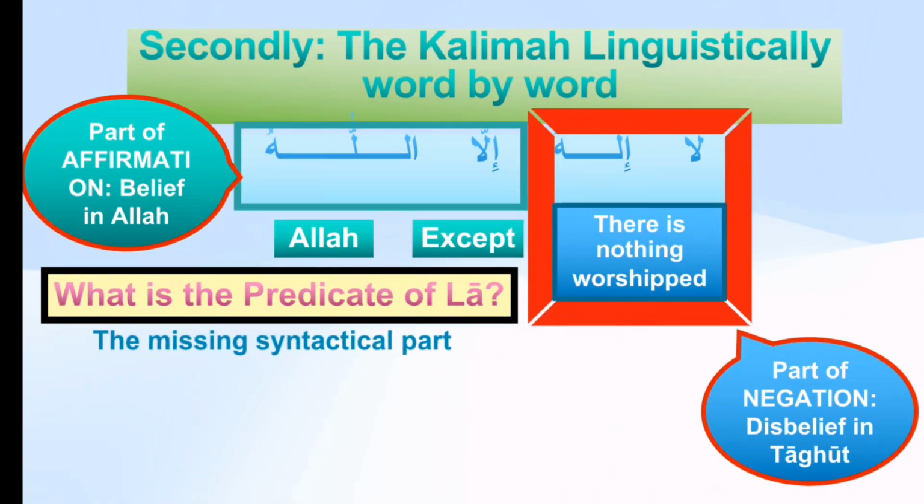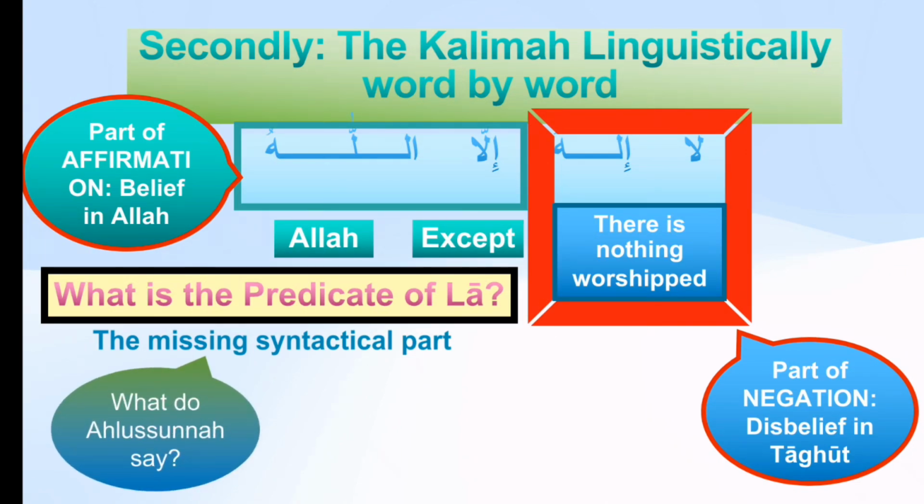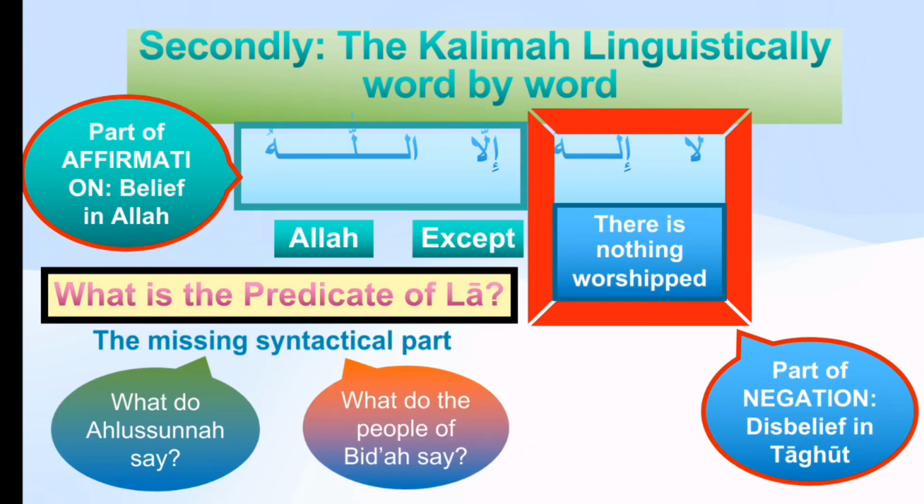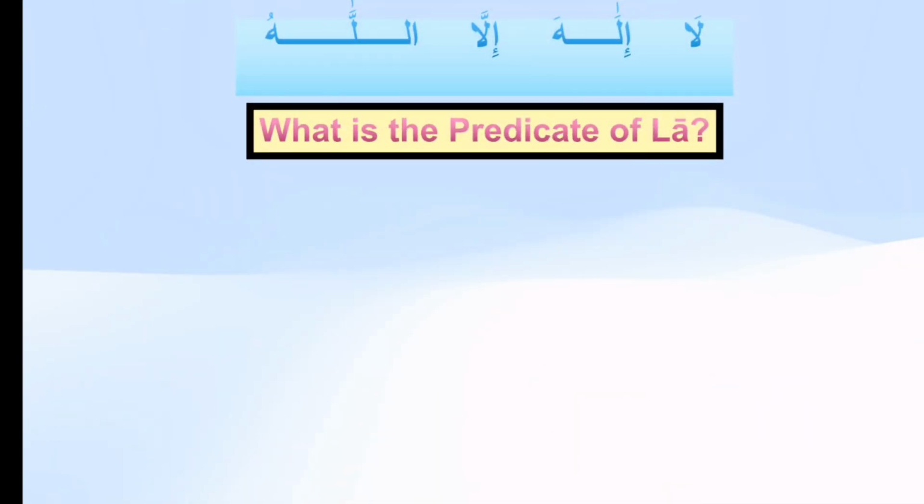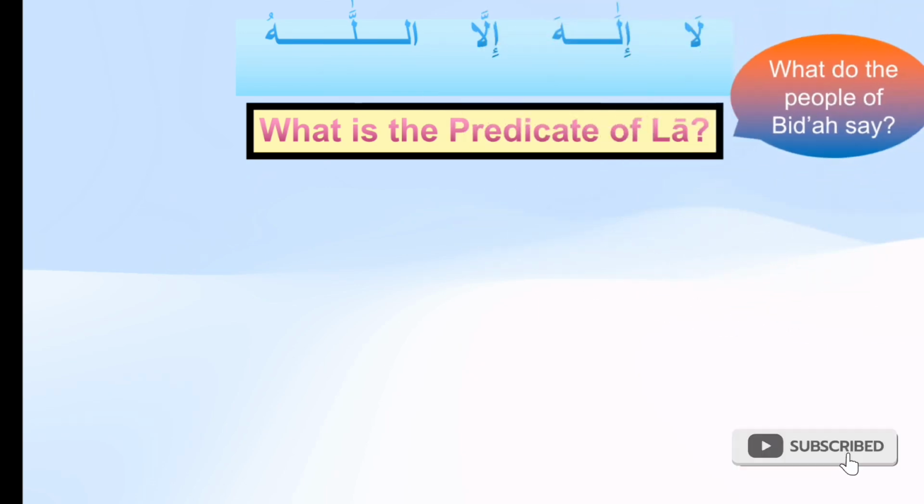So the missing syntactical part, that's what we are talking about here. So what is the missing part here? What is the missing predicate of la in this case? So in this case, what do Ahl Sunnah say, and what do the people of Bid'ah say? So going back, La ilaha illallah. So what is the predicate of la? So firstly, what do the people of Bid'ah say?